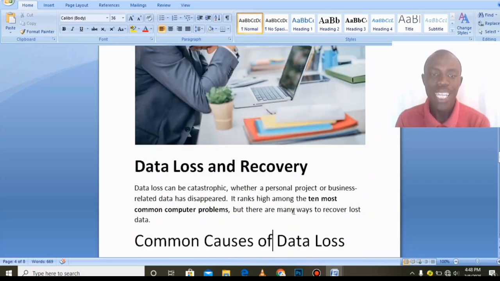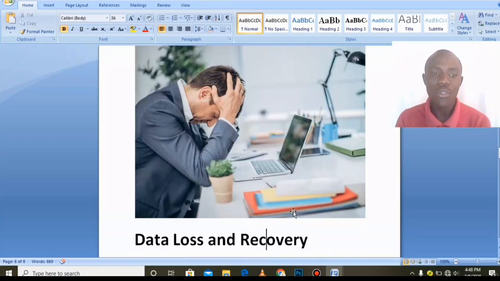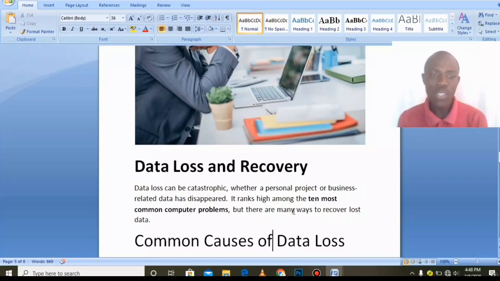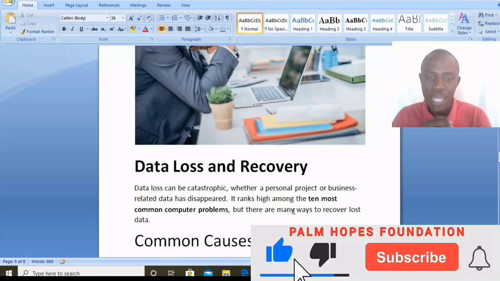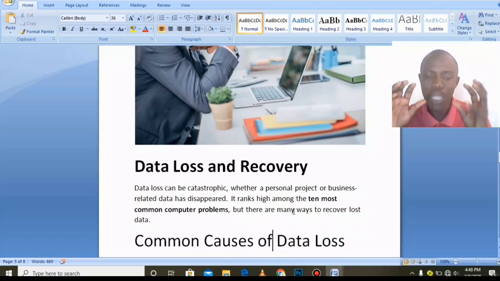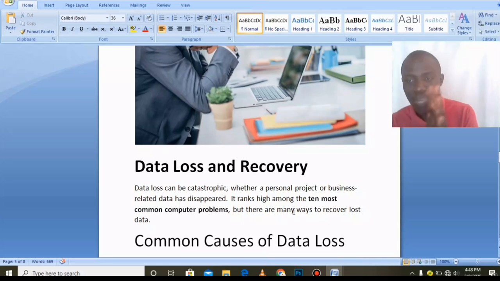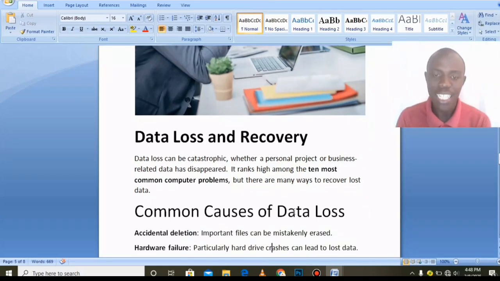Let's continue. Data loss and recovery. So what is data loss? Data loss can be catastrophic, whether a personal project or business related data has disappeared. It ranks high among the 10 most common computer problems, but there are many ways to recover lost data. So my dear friend, don't think that your information that has been lost cannot be recovered. It can be recovered.